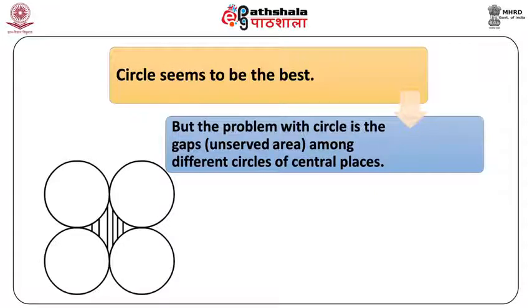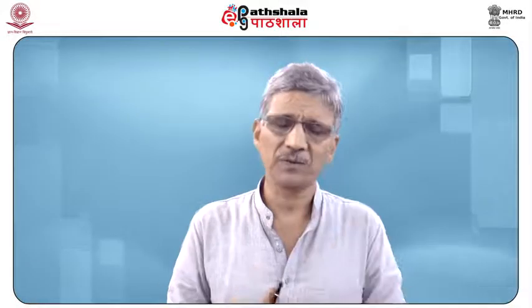Just for simplicity, let us say: draw 4, 5, 6, 7, 8, 9 or whatever number of circles, but the condition is that these circles will only be touching the boundary of the periphery. As you see in this diagram, there are certain gaps. Suppose there are four circles; within that there is a gap which cannot be supported by a central place. So what is the way out?